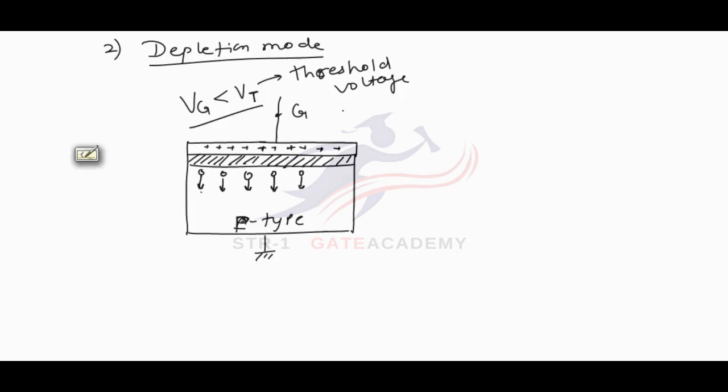If these holes are repelled away, then such a region will form here where there will be no charge carriers. There will be only ions. So a depletion layer will form.